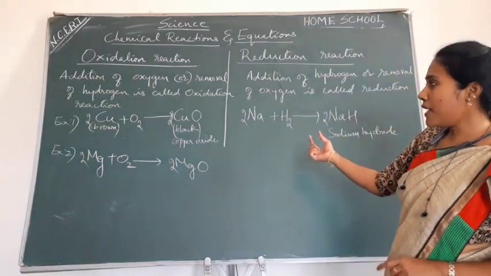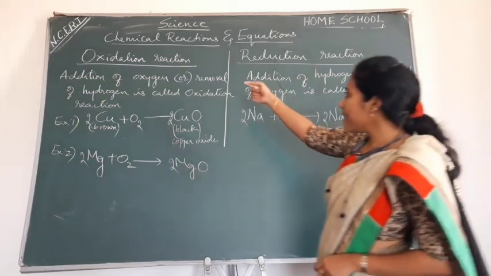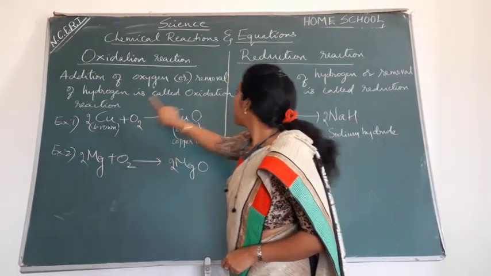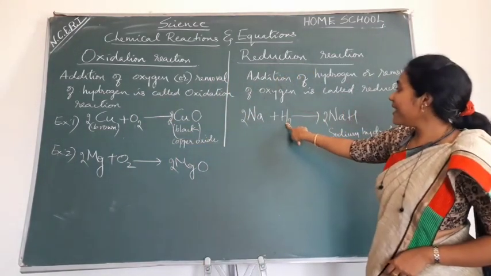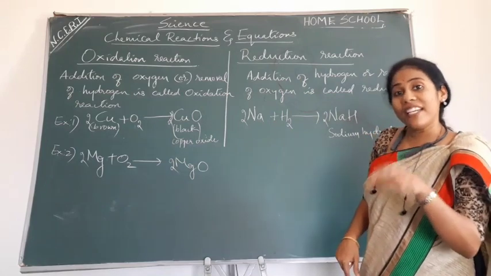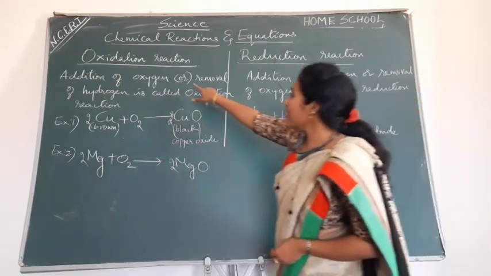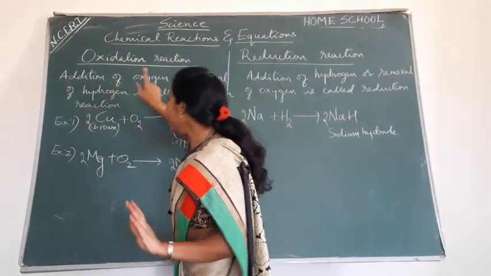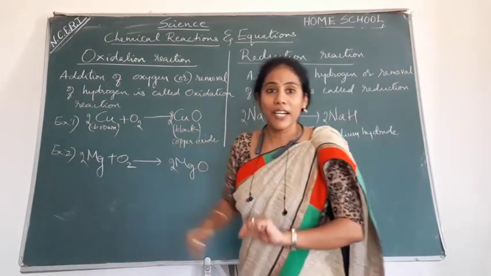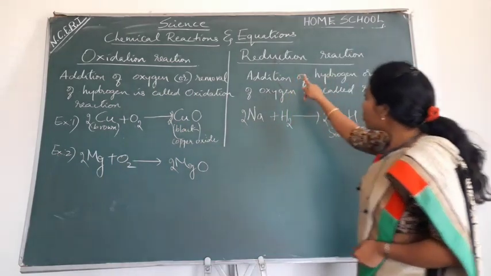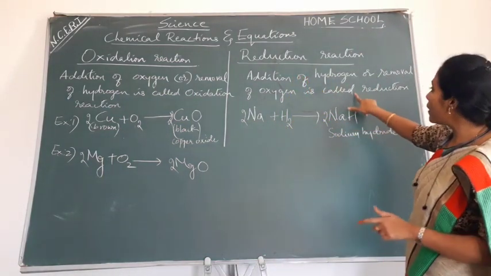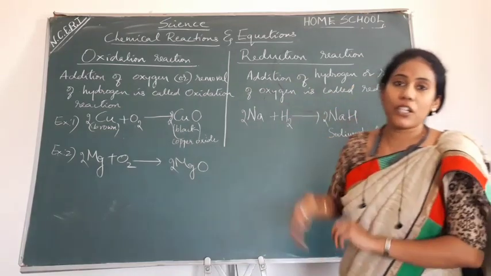So, got to know the main concept. Oxidation means addition of oxygen to a substance. Reduction means addition of hydrogen to a substance. But they have other meanings also. Oxidation means not only addition of oxygen but also removal of hydrogen. Reduction means not only addition of hydrogen but also removal of oxygen.